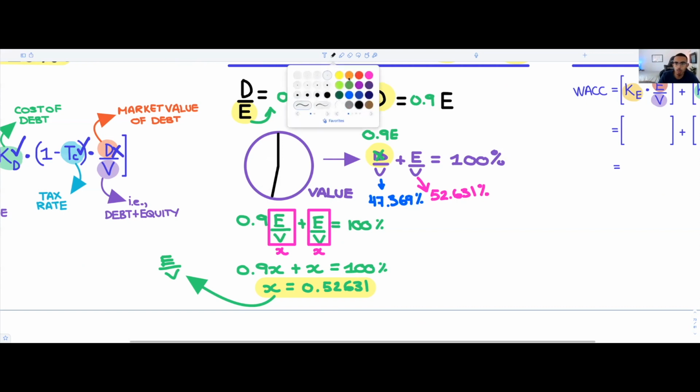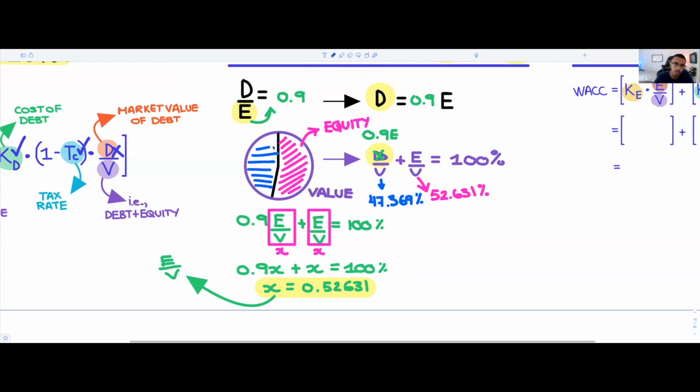So what I'm going to highlight here now, in pink, is the proportion of the firm that's dedicated to equity. If we look at our pie chart, we see that a little bit more than half of the firm's value is allocated to the market value of equity, whereas a little bit less than half of the firm's value is allocated to the market value of debt. So that's a good visualization tool to use here if you ever need another perspective to take.